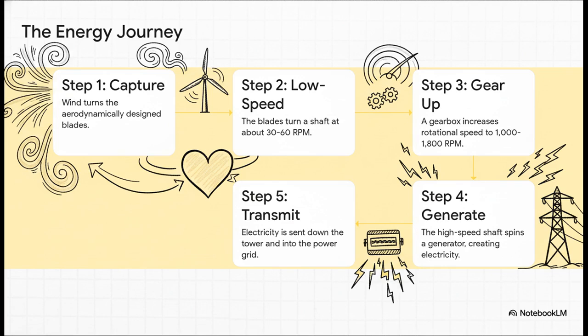So step 3 is the gearbox. This thing is the MVP. It acts just like the transmission in your car, taking that slow, heavy rotation and cranking it up to a blistering 1800 RPM. That high-speed shaft is what spins the generator. And boom, mechanical energy becomes electrical energy, which then travels down the tower and out to the grid.